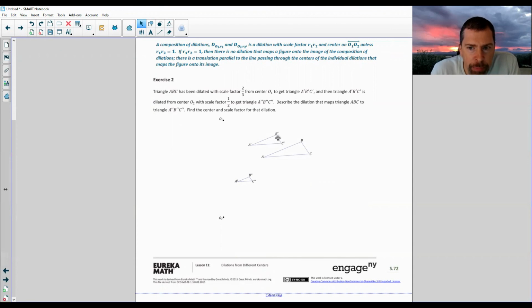And then triangle A prime, B prime, C prime is dilated from center O2 with a scale factor of 1/2. So take this and dilate it down 1/2, and here's a triangle half the size of this, halfway between O2 and the original drawing, making A double prime, B double prime, C double prime. Describe the dilation that maps triangle ABC to triangle A double prime, B double prime, C double prime. Find the center and the scale.